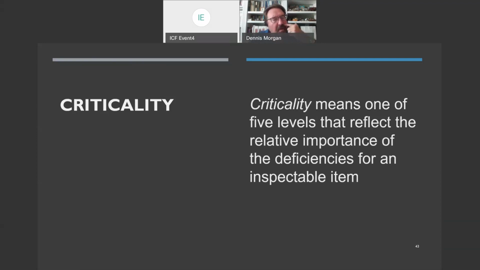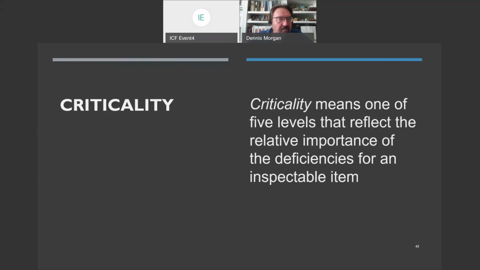Criticality is something that HUD, or inspectors, don't really talk about, but criticality is absolutely important to the outcome of your physical score. Criticality is one of 5 levels that reflect the relative importance of a deficiency of an inspectable item. Now, what are we talking about? Well, a switch plate cover is more critical than, let's say, damage to a countertop. So a switch plate cover that is missing, exposing electrical wire of 110 volts, is a health and safety issue, and that's going to have a criticality of 5.